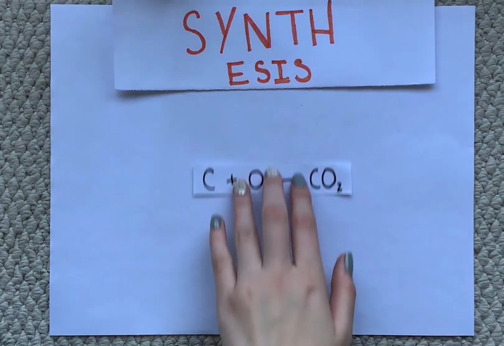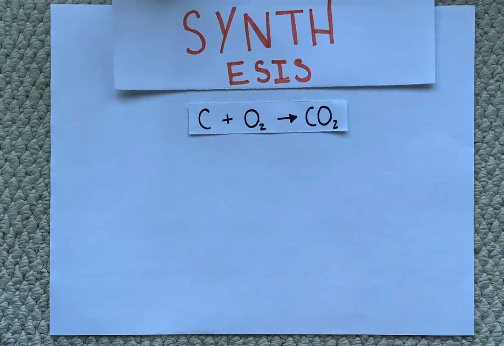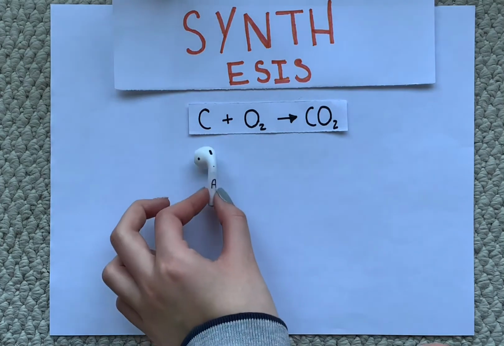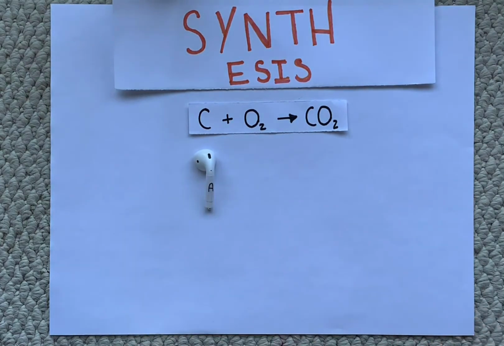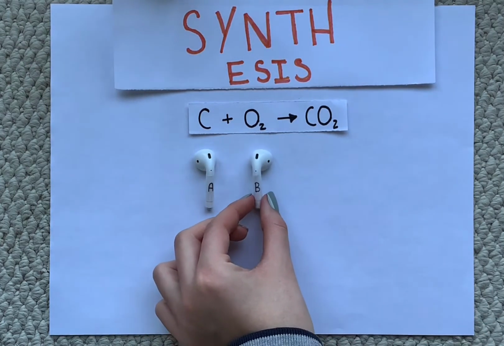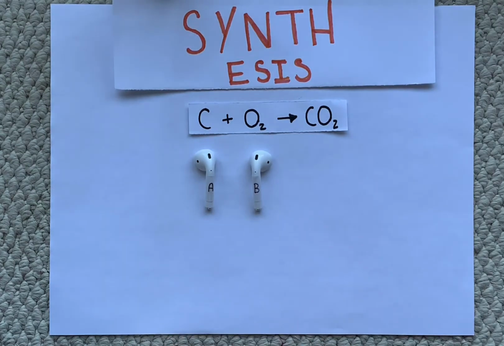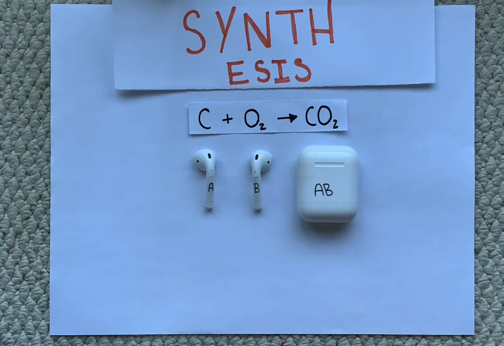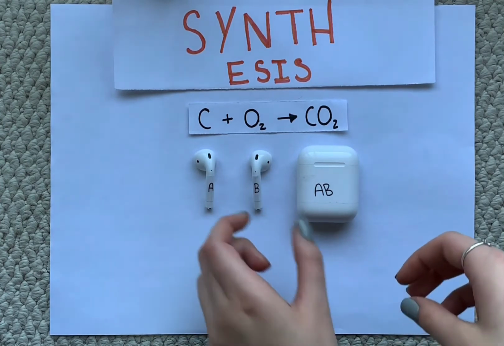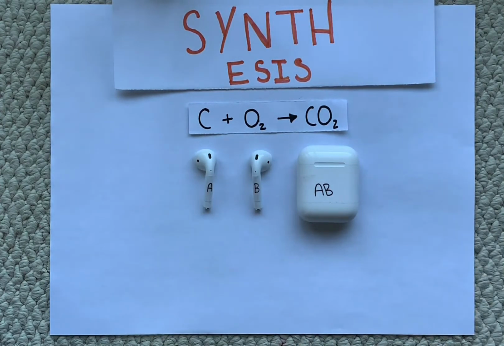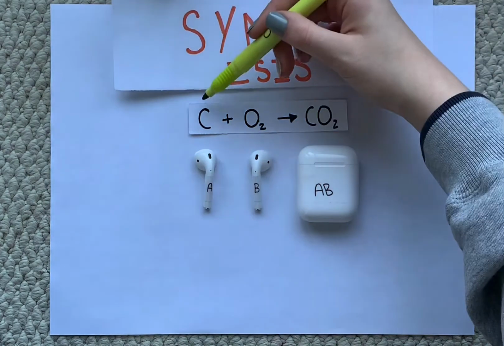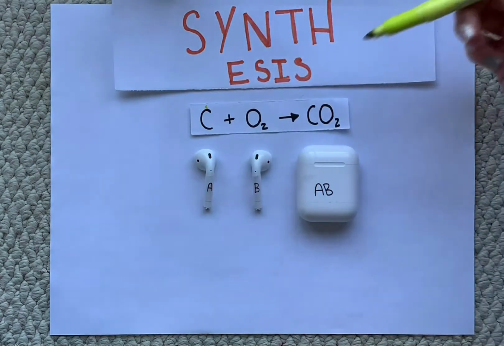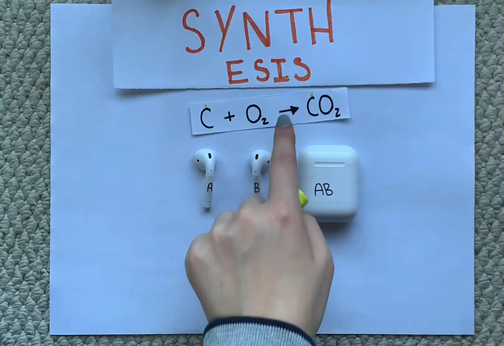Now let's go ahead and add some actual elements to our formula. We're going to start with our A, representing carbon, and our B, representing our oxygen gas. And we'll add our AB in there, which is representing our carbon dioxide, or in other words, our final yield. So we can see right here where our carbon starts, and we can see right where it ends up.